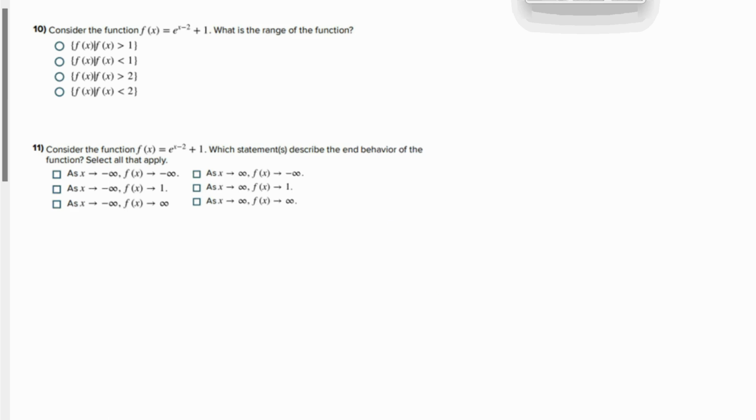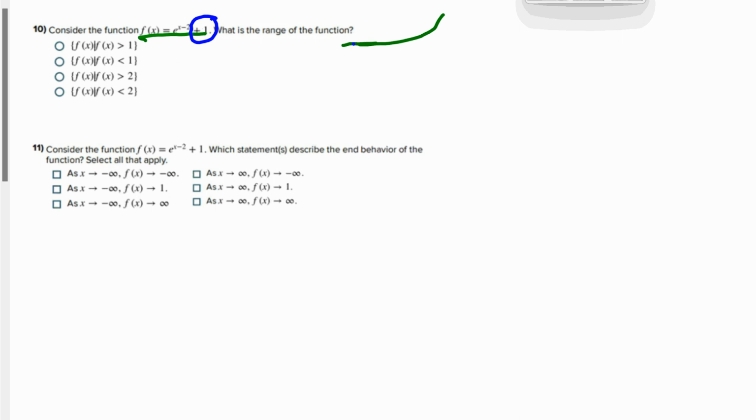All right, so 10 and 11 kind of go together. They're based off this same function right here: e, which is the button on your calculator, second ln, raised to x minus 2, plus 1. So I can enter that in and see what my range is. I can look and see what value it is approaching but not actually crossing. Well, I can also look at what's being added at the end, and that's always going to tell me what that asymptote is, right?